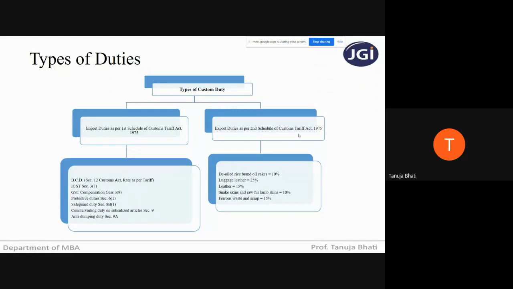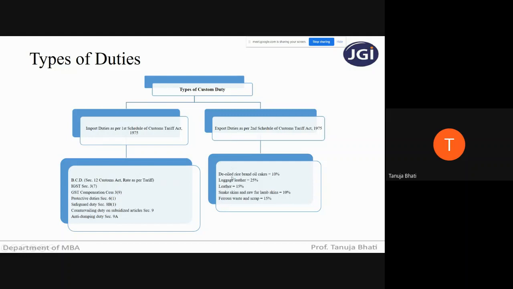Then we have the schedule. As per Schedule 2 of the Customs Tariff Act 1975, we have export duties. For certain particular items, if they are exported, a specific rate of duty will be levied. Usually, in case of exports, no heavy duty will be charged, because the government wants to promote exports. With maximum exports, the economy will grow and India will receive foreign currency. That is why the government promotes exports. So export duty is levied only on certain items.